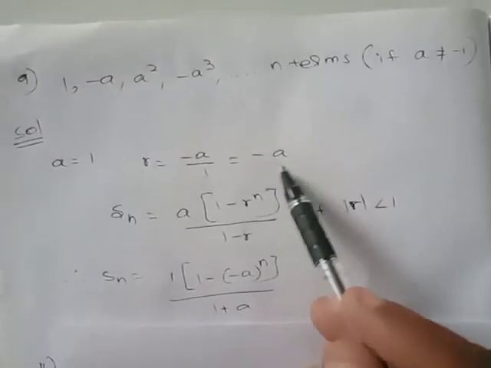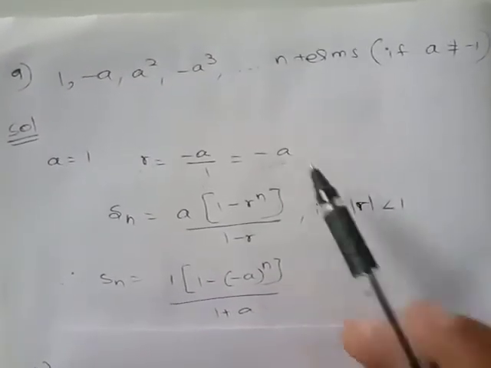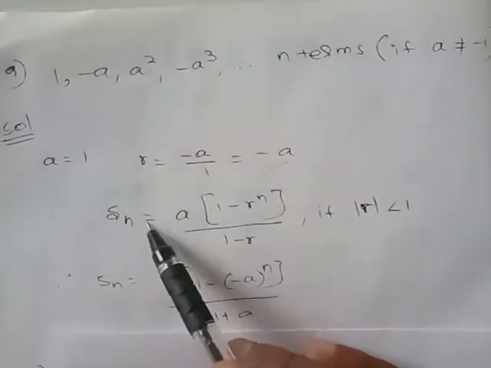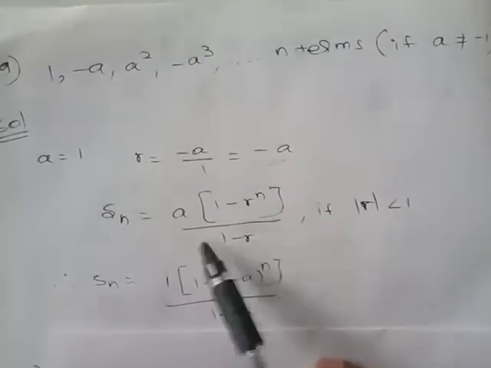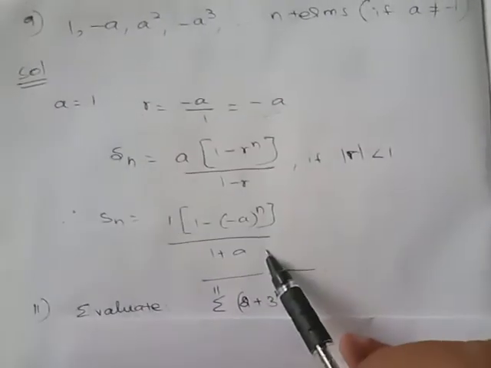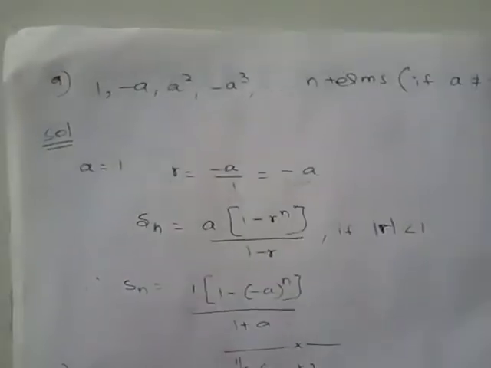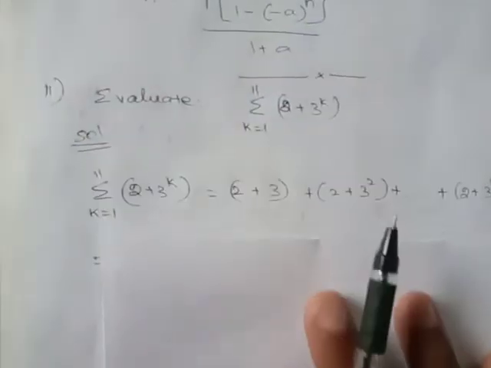Here we are getting the value as a. It is not a numerical value. Hence we can apply any of those two formulas. We are applying Sn is equal to a into 1 minus r power n divided by 1 minus r. We are getting this final answer. It is an easy problem. Now we move on to the next question.